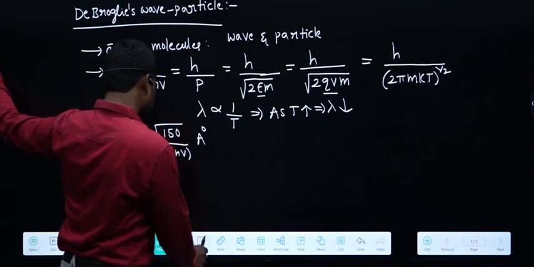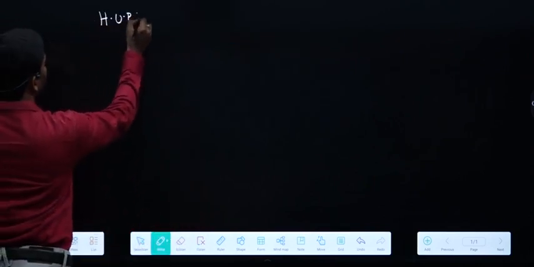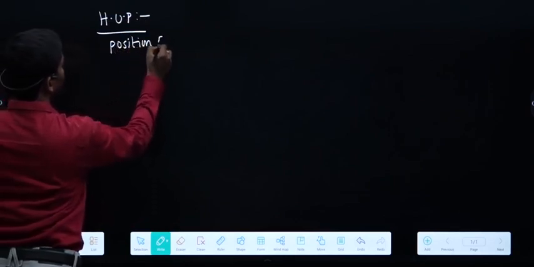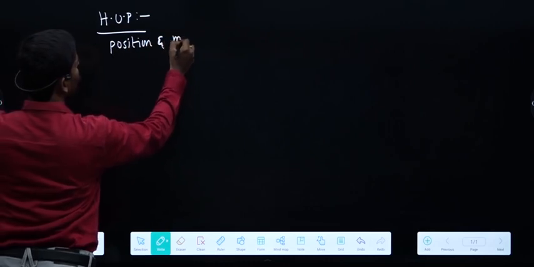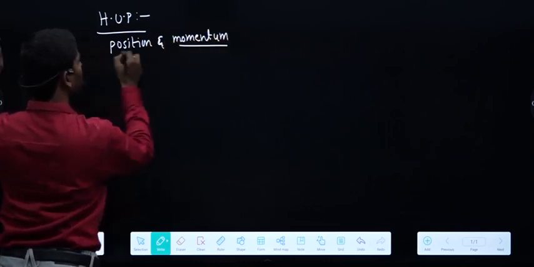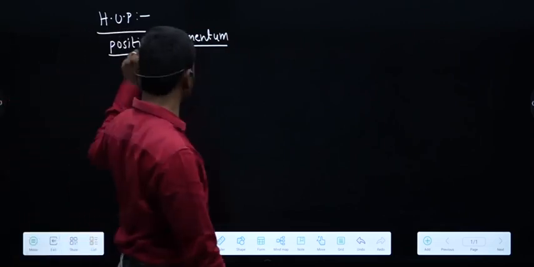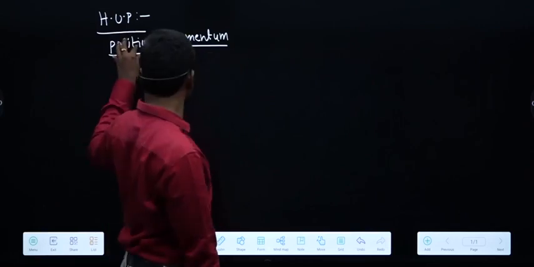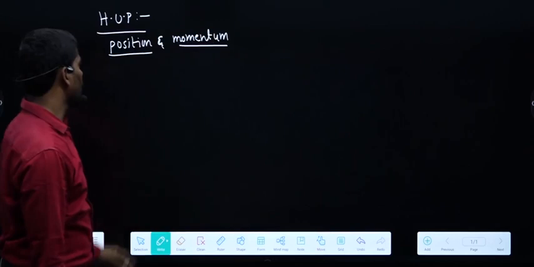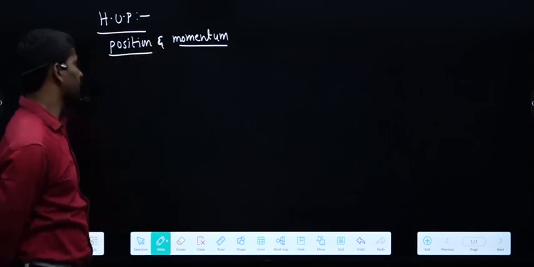Next one, Heisenberg uncertainty principle. According to Heisenberg uncertainty principle, both position and momentum we cannot determine simultaneously and precisely. One we can determine more precisely, another one we cannot determine as precisely. For example, position we can determine exactly, momentum we cannot determine exactly.